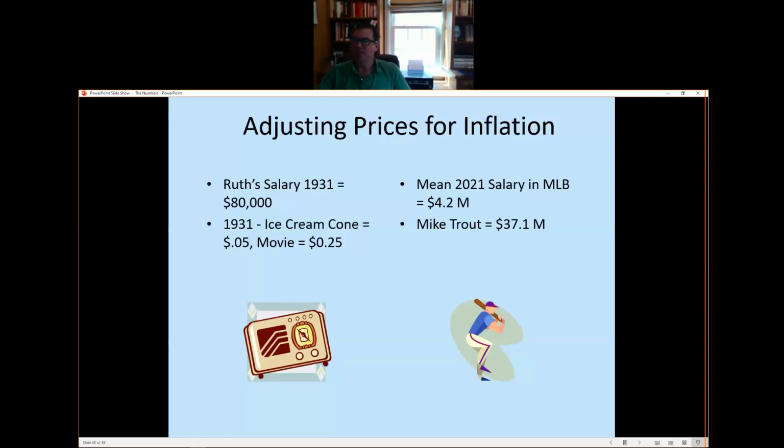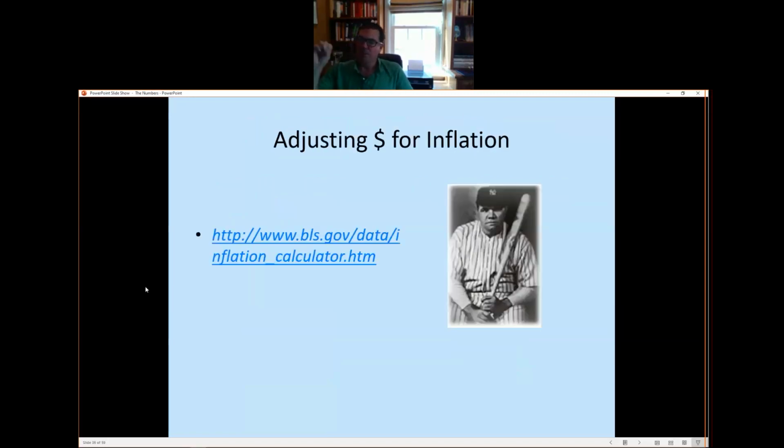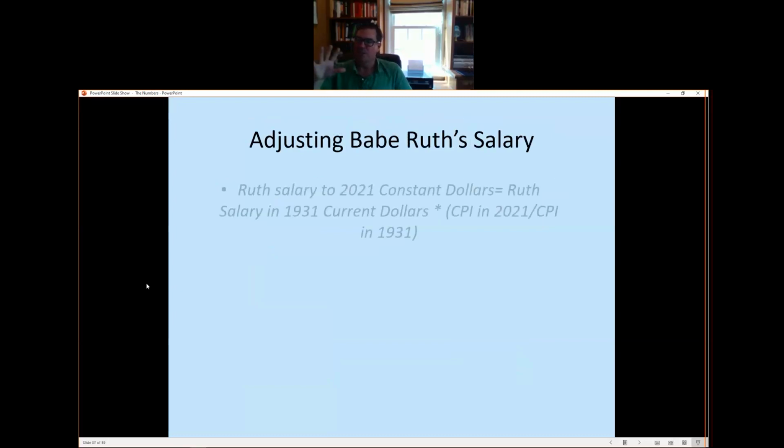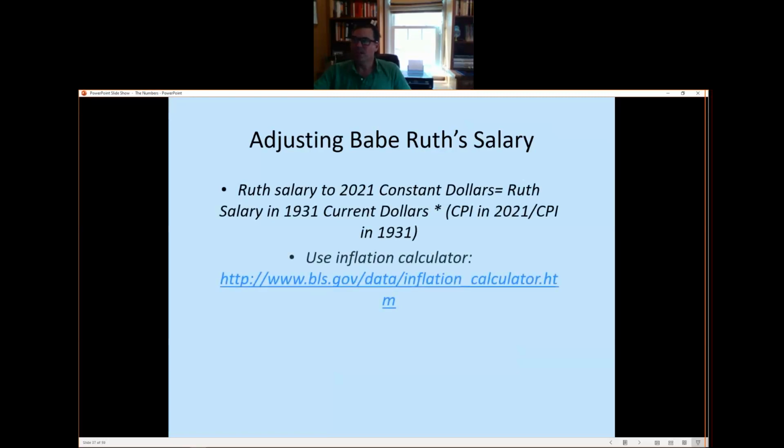You have to adjust it for inflation. And there's a way to do that, which I'm not going to do because it's too risky to leave my PowerPoint and go to a website. But this website here does it for you. It just says, hey, how much money in what year is equivalent to what today? And you can easily do this calculator yourself.